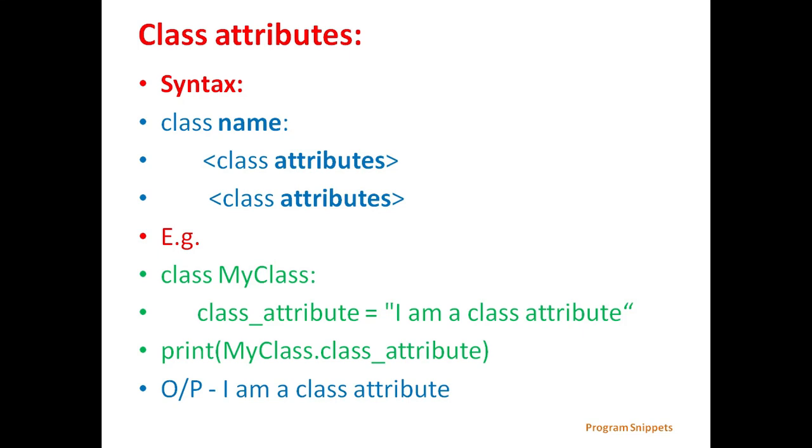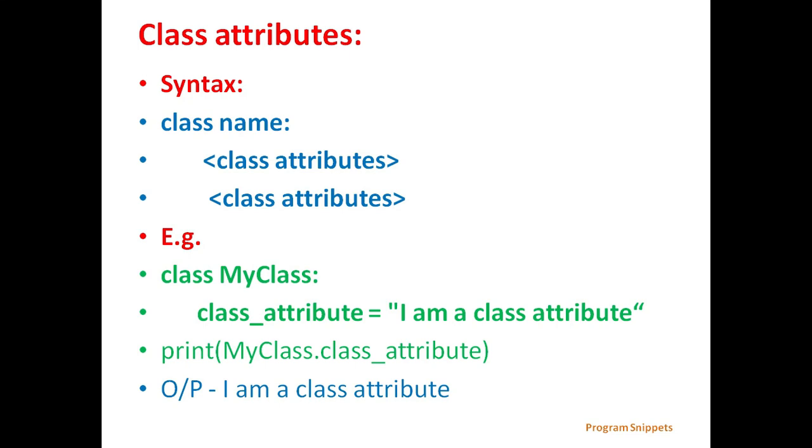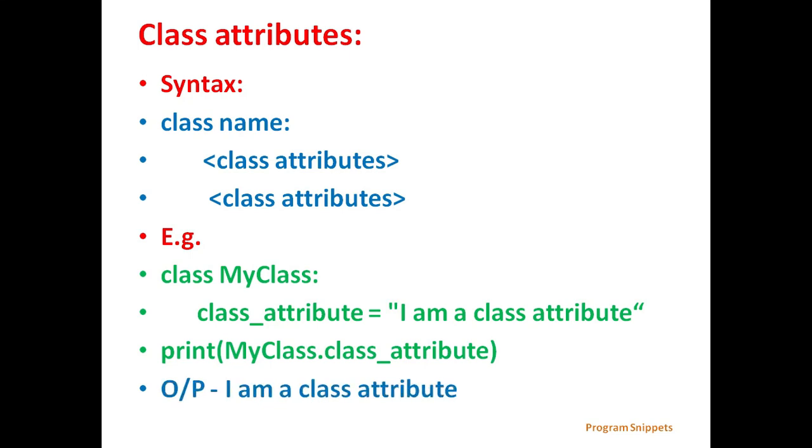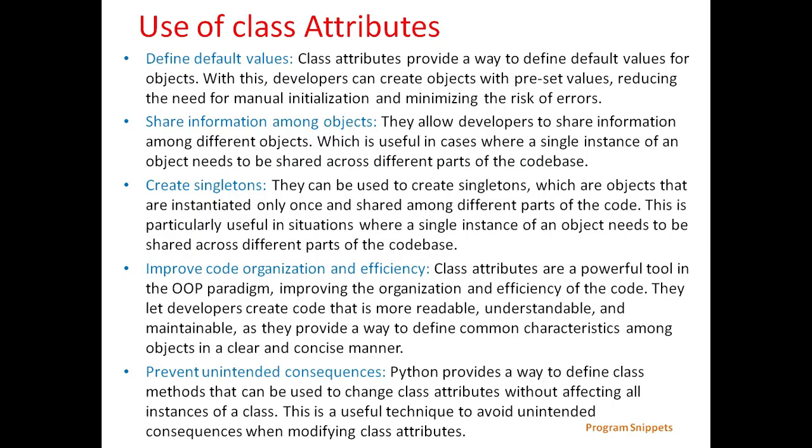General syntax for defining class attribute is class, class name and then class attributes. For example, here class my class is defined and class attribute variable is defined in which we have stored I am a class attribute, and when we print my class dot class attribute, it will give I am a class attribute. Next we will see use of class attributes.